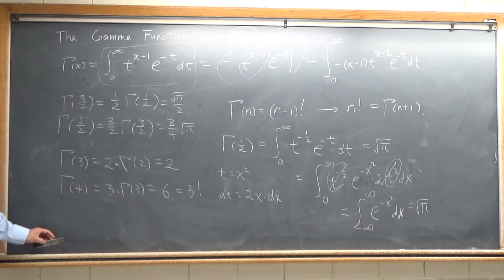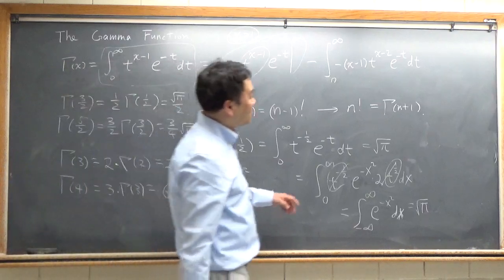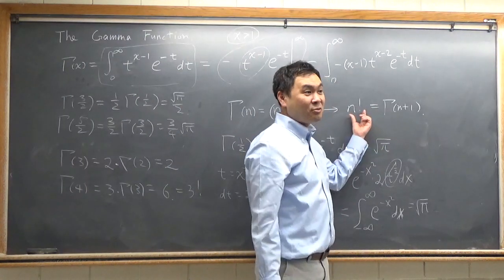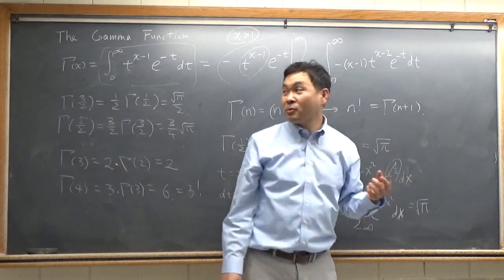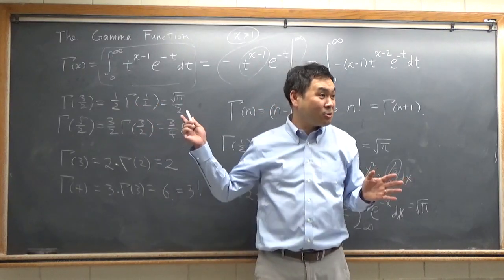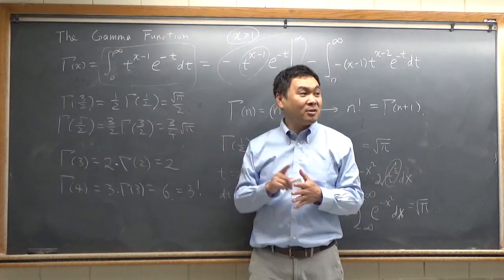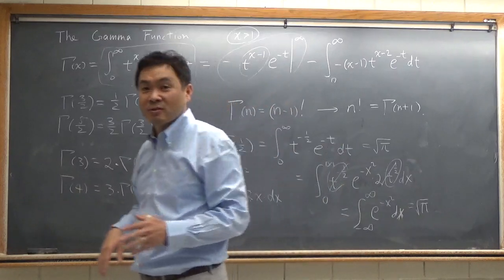So the amazing thing about the gamma function is that not only for the integers it gives you the factorials, but for numbers that are not integers you have things that behave like factorials. That's the idea.